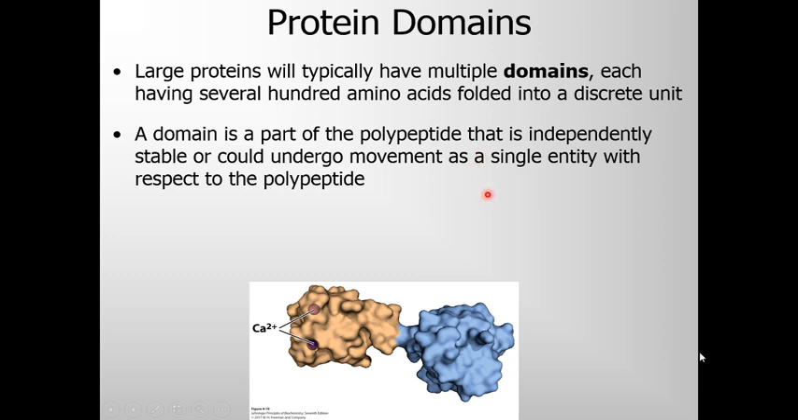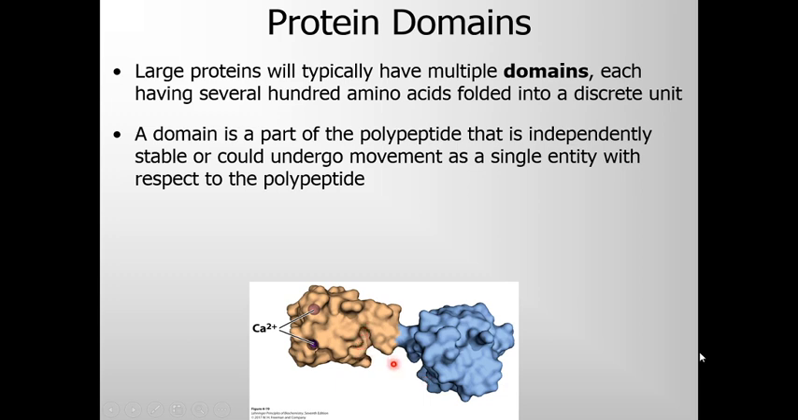What does this mean? In a protein with two domains, for example, this protein that is shown here, each domain may appear as a distinct globular lobe. So this looks different from this, but there are different amino acids that can have contacts between this domain and this domain.